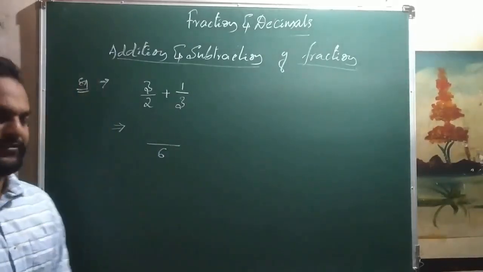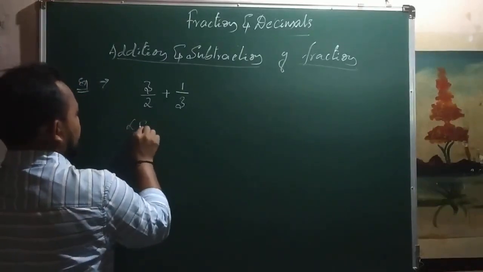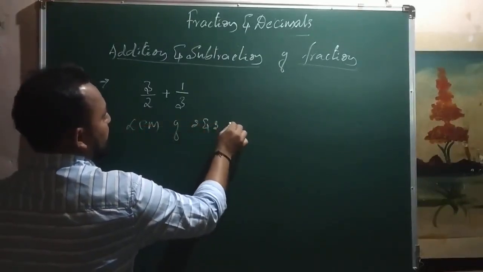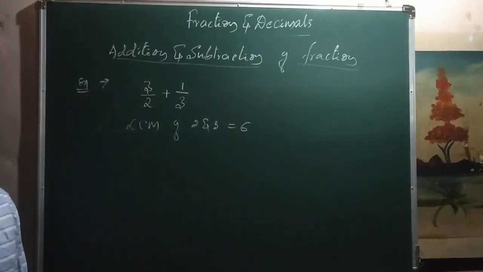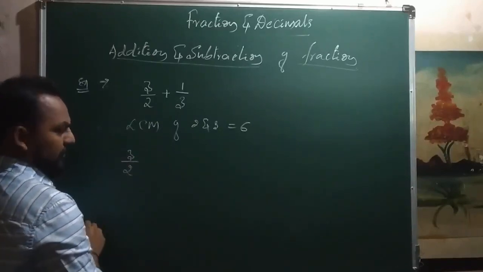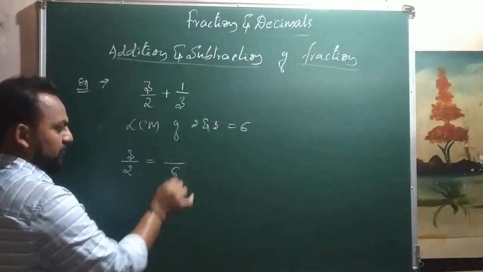Okay, 6. It means here the LCM of 2 and 3 is 6. LCM of 2 and 3 is 6. Okay? Here 3 by 2.